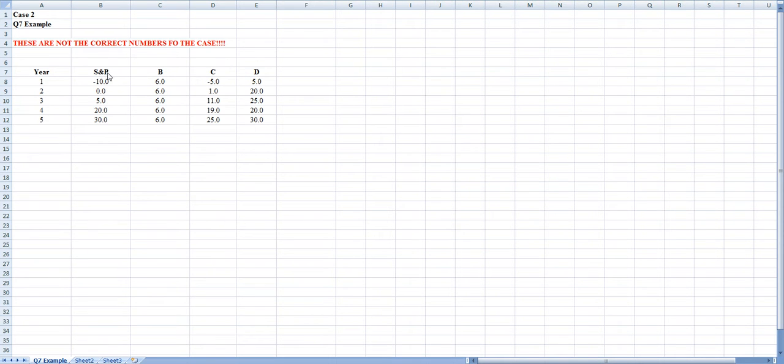I went ahead and used the S&P to show that you need to have the S&P or the market in the first column and whatever other assets you have in the other columns. So question 7 is having you calculate the betas. That's all it's doing. You're using a regression analysis to calculate the beta of each one of these three assets, regressing these three assets against the market.